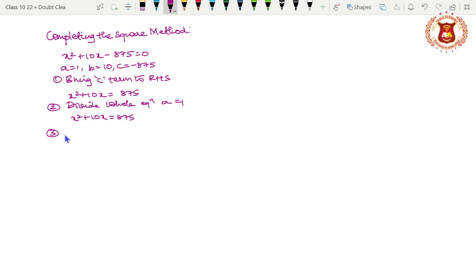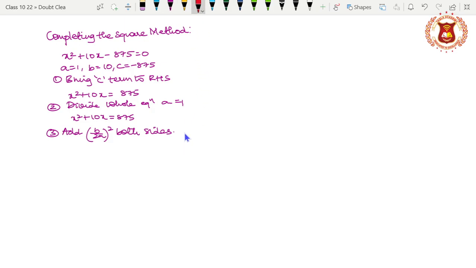Third step is, hope you understood here. First step is bring the c term to the RHS. Second step is divide the entire equation by a. Now since a is equal to 1 here, the equation remains the same. The third step is add b by 2a whole square to both sides.